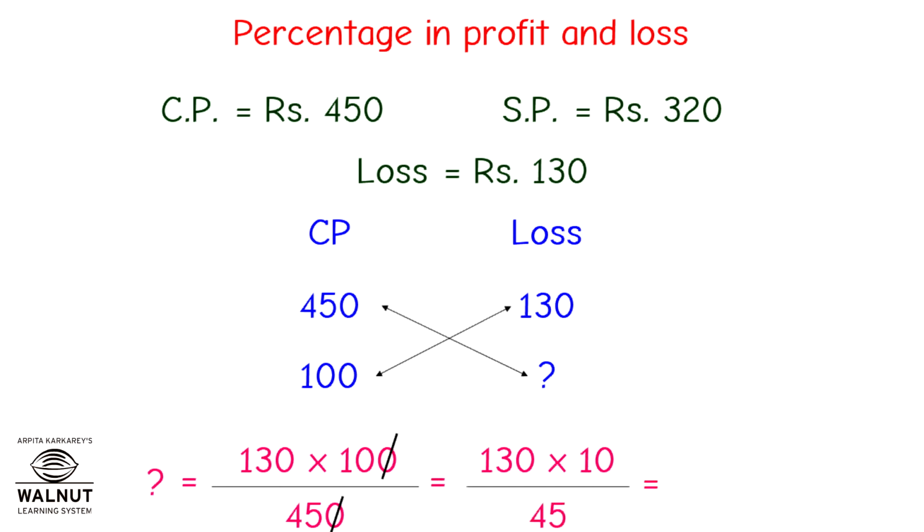We simplify this and we get 28.88. So, on rupees 100, the loss is rupees 28.88. That is 28.88%. That is the percentage of loss.